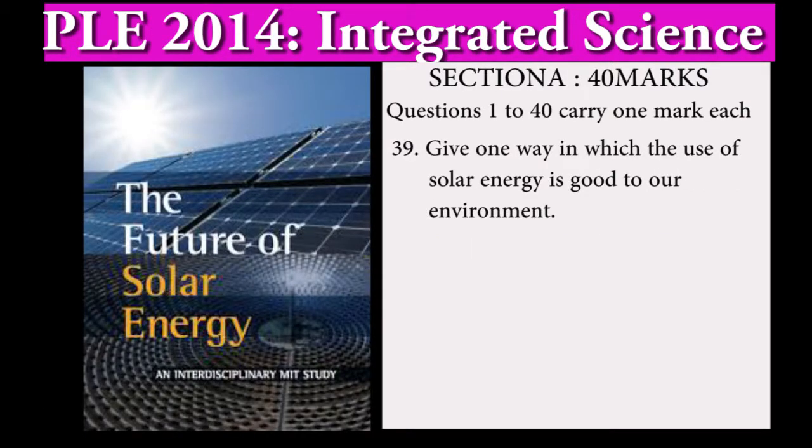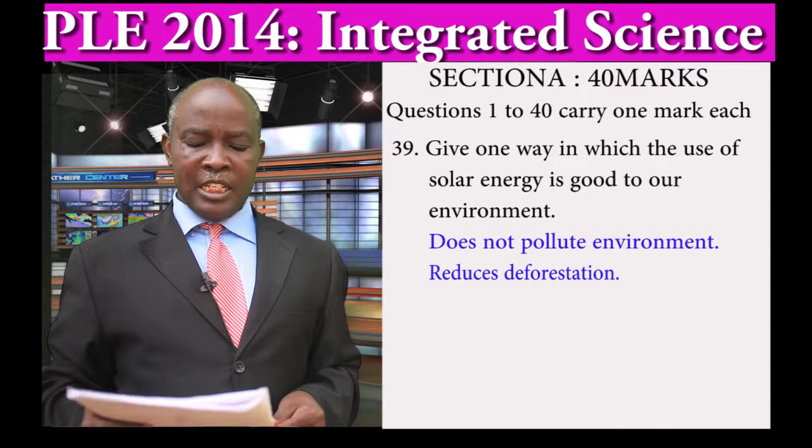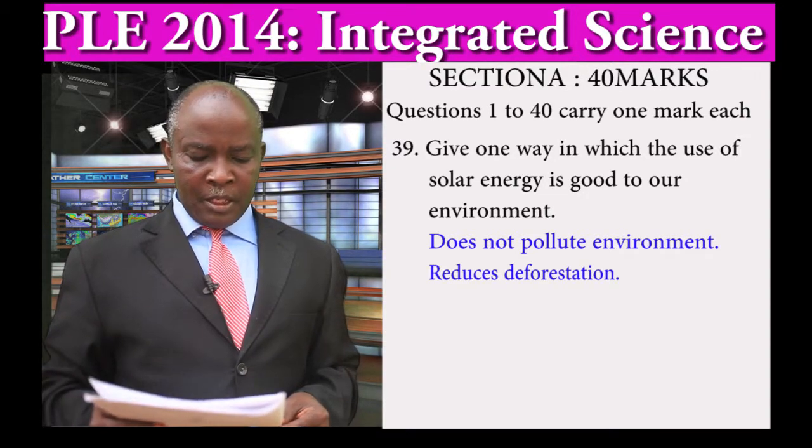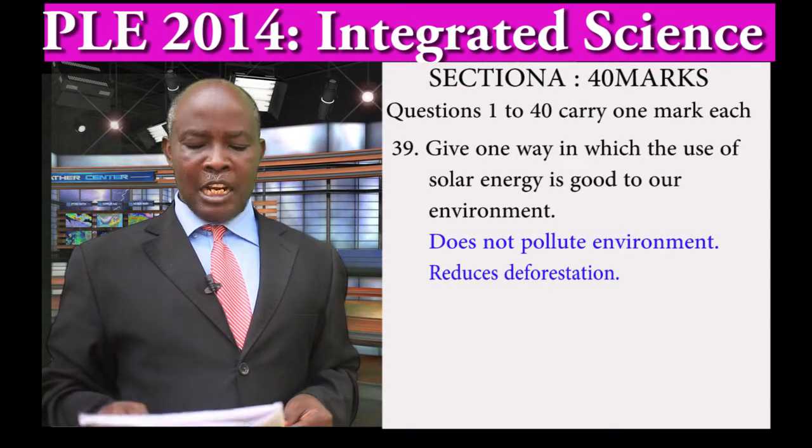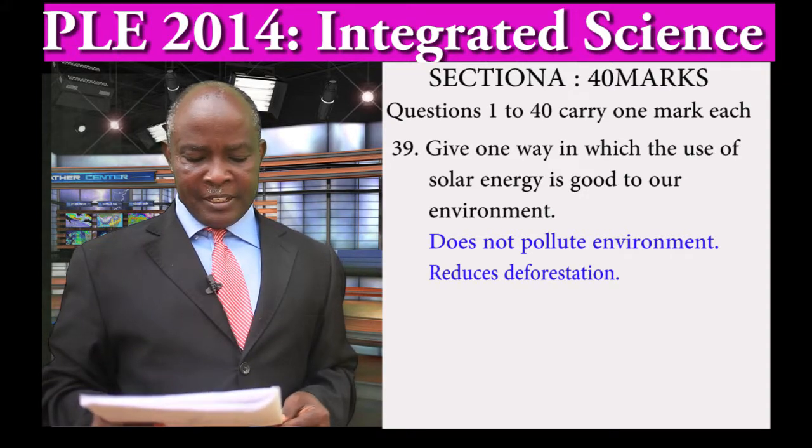Number 39. Give one way in which the use of solar energy is good to our environment. It does not pollute the environment. It reduces deforestation. It reduces cutting down trees for light.